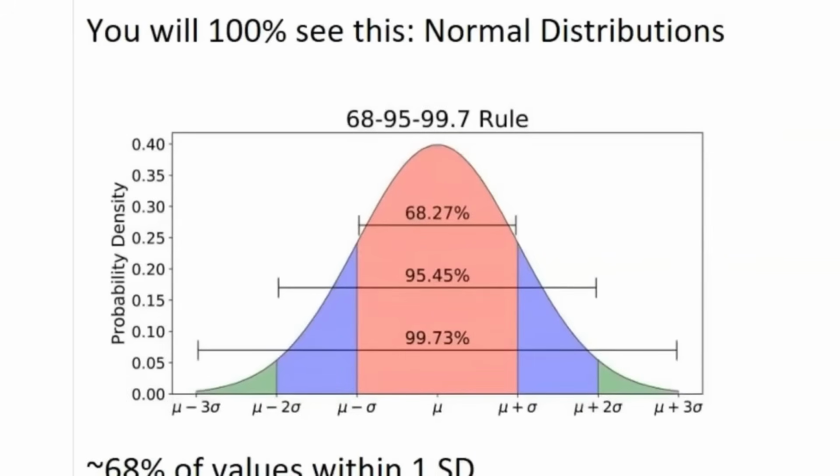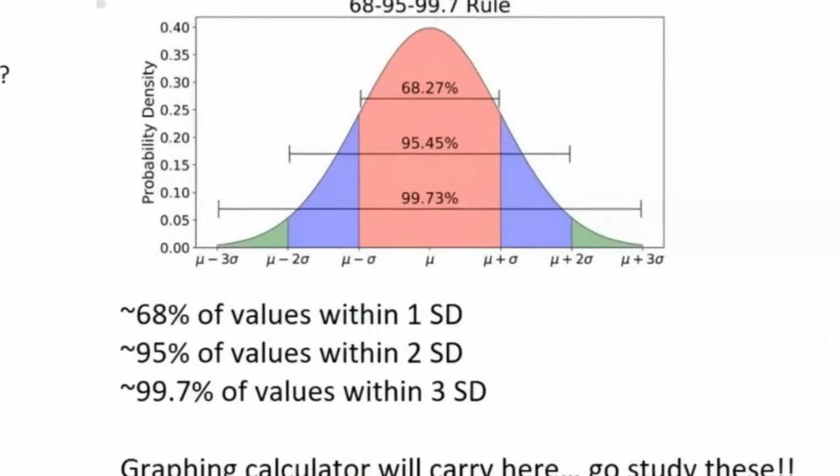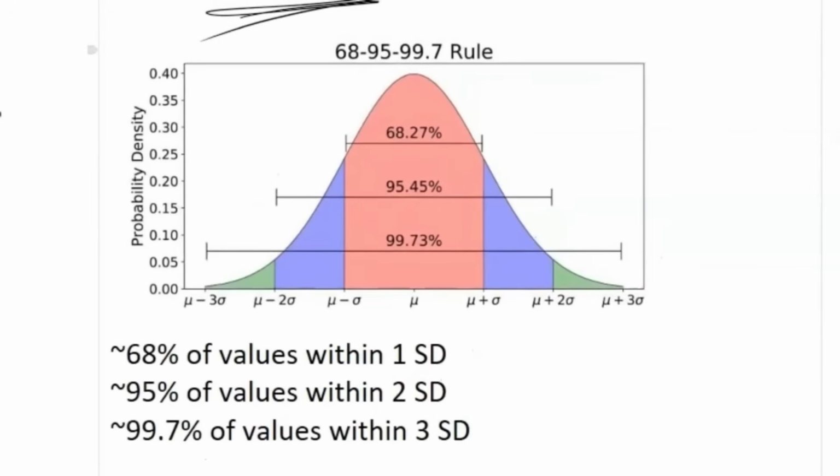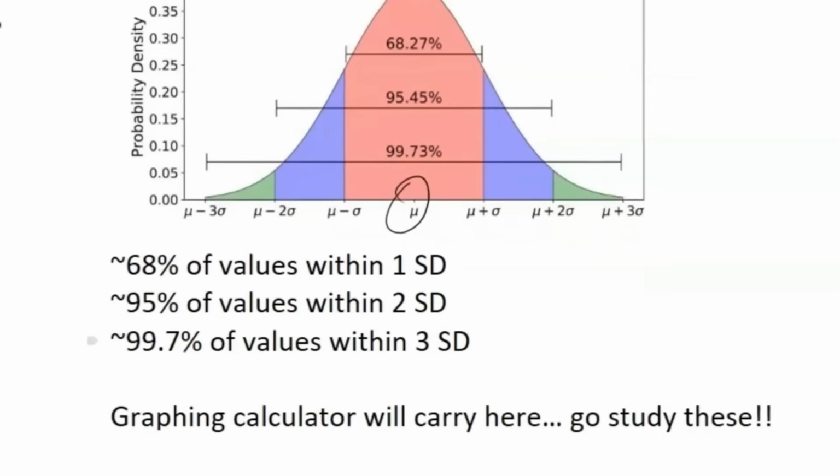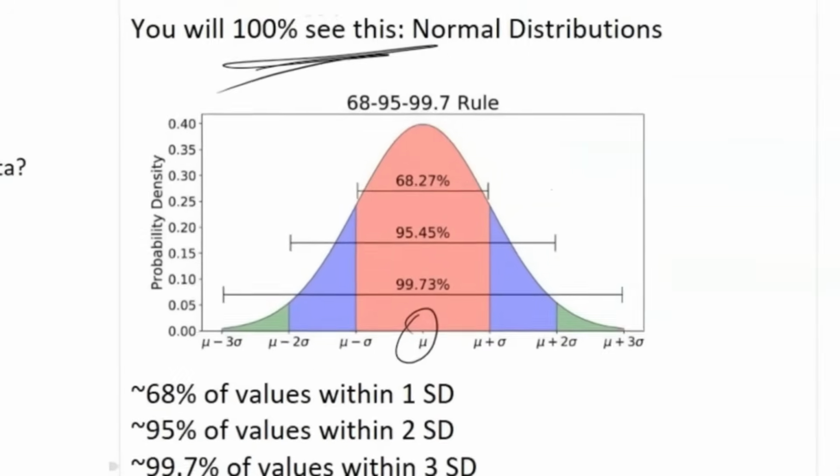But the more common density curve you'll see is the normal distribution. You'll 100% see this, and you've probably seen this before. So you need to know pretty much the standard deviation and the 68, 95, 99.7 rule. So 68% of the values are within 1 standard deviation of the mean, 95% of the values are within 2 standard deviations of the mean, and 99.7% of the values are within 3 standard deviations of the mean.